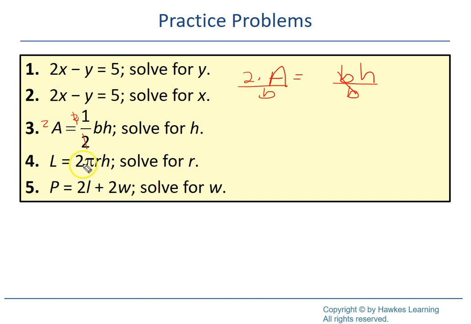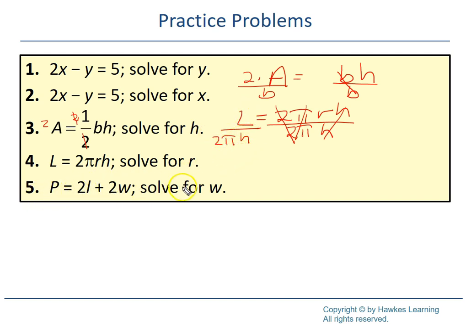And to solve this one for r, we have L equals 2 pi rh. Well, these are all 2 times pi times r times h. These are all factors. So to cancel out factors, we just divide by them. 2 pi h, 2 pi h. This cancels out, this cancels out, this cancels out. We're left with r equals L over 2 pi.